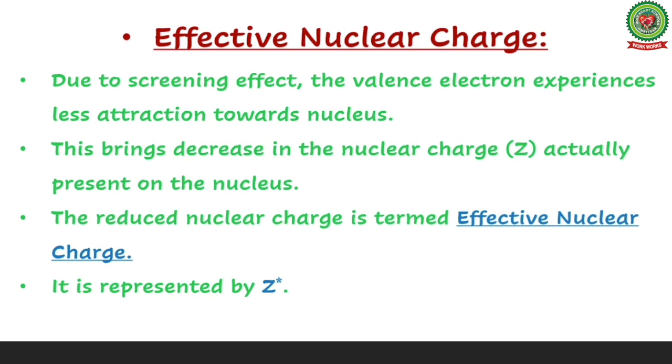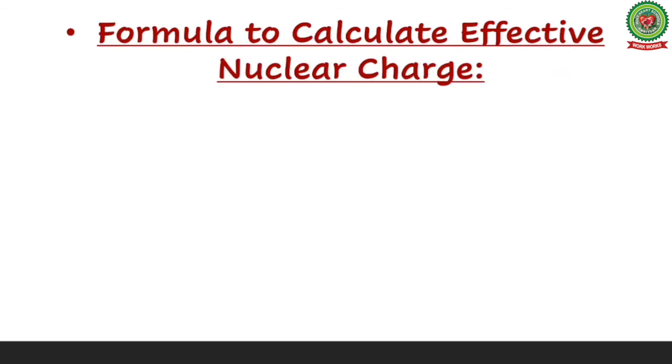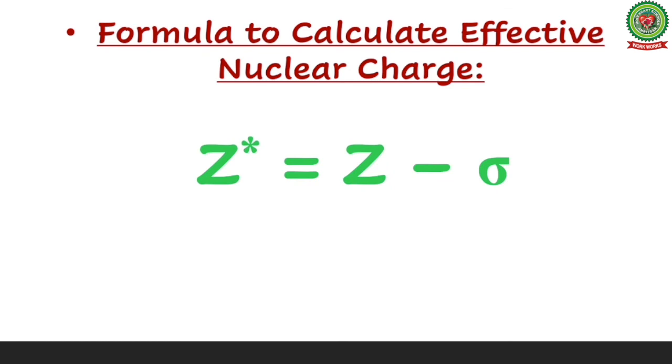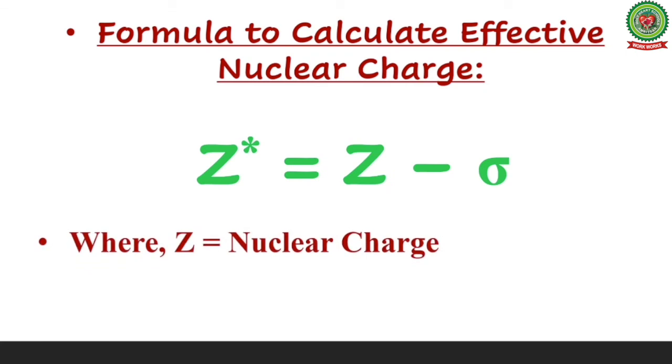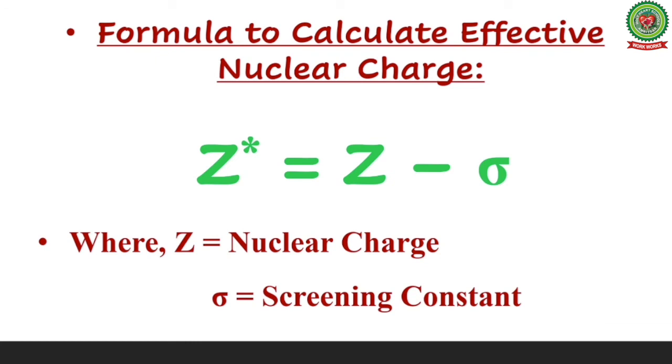Z star. So the formula to calculate effective nuclear charge is Z star equals Z minus sigma, where Z is the nuclear charge of an atom and sigma is the screening constant, the effect of the inner electrons present in an atom. Okay, so when we subtract them both, the quantity that we get is effective nuclear charge.